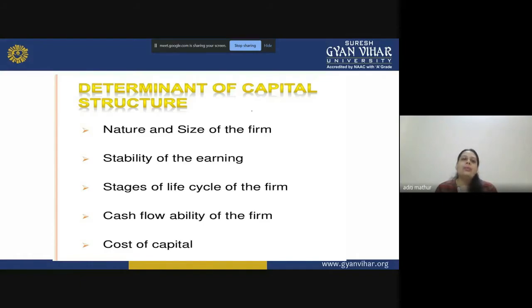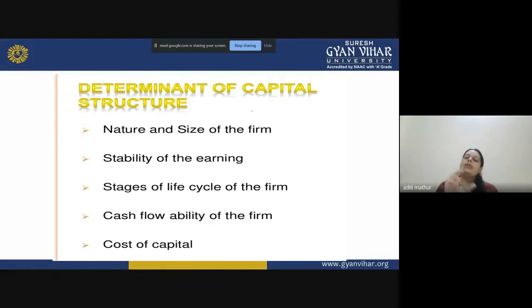Then another important point, which I should discuss with you at this level, is the determinants of a capital structure. What all helps you to determine the capital structure? So point number one is the nature and size of the firm, then the stability of the earning, the stages of life cycle of the firm, that is, in which life cycle of the organization you are. Are you in the introductory part, or in the growth part, or in the maturity, or at the declining level? So the stage of your life cycle determines the capital need.